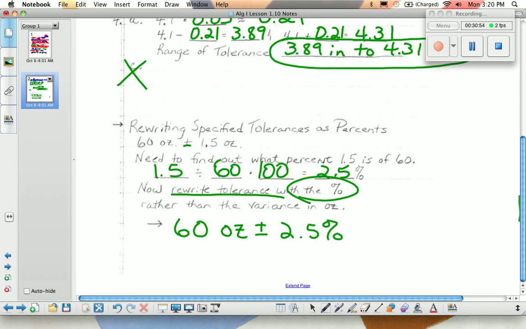Any questions on that? What on earth is happening to my pencil? Okay. Yes, two pieces.